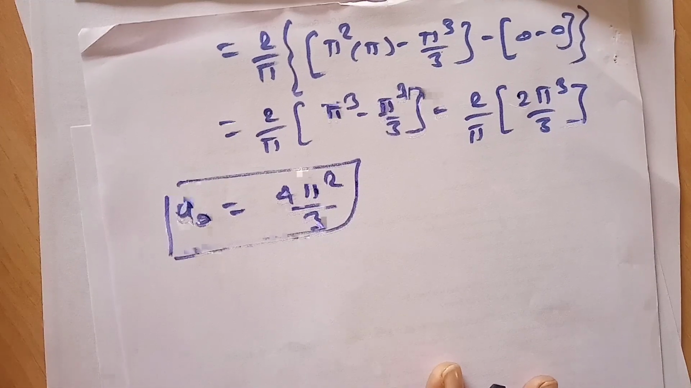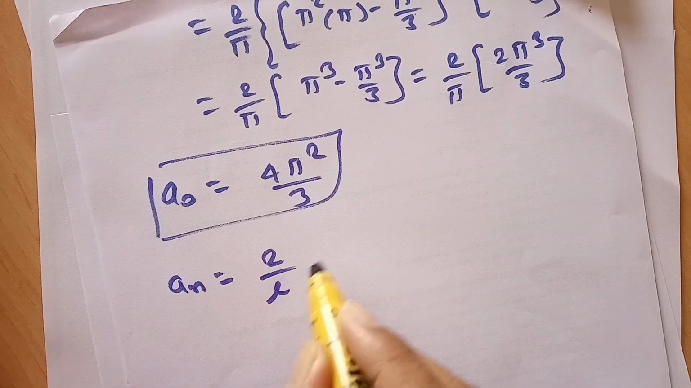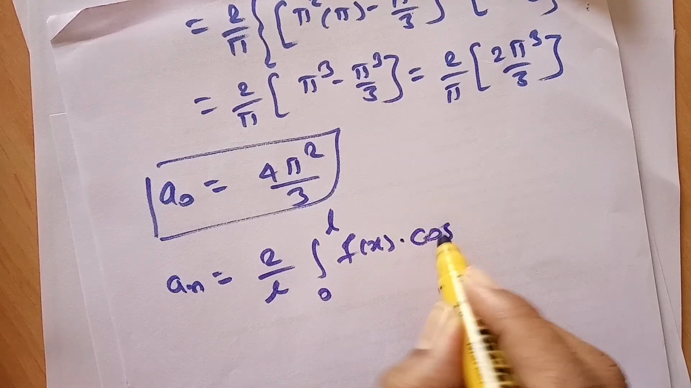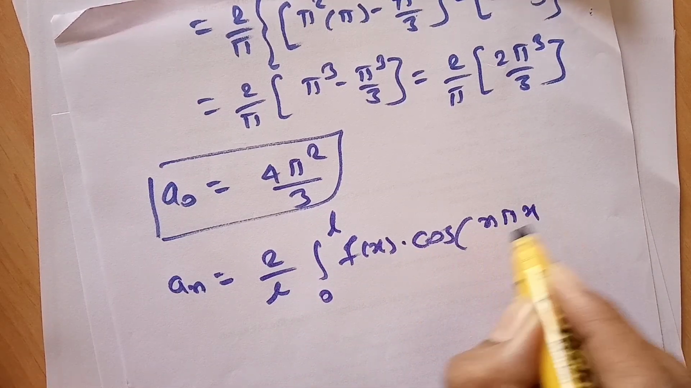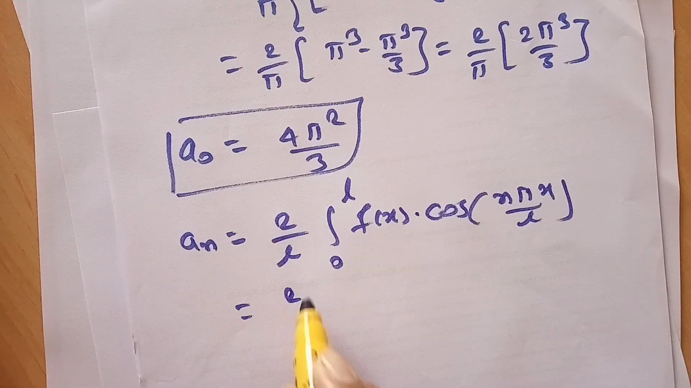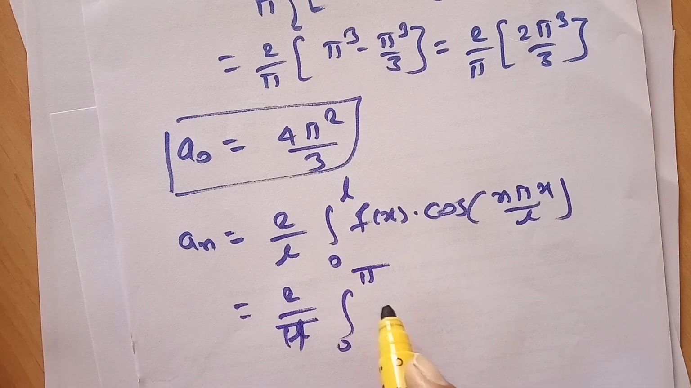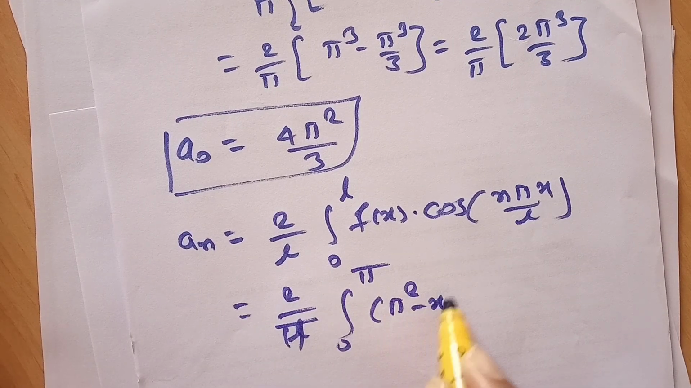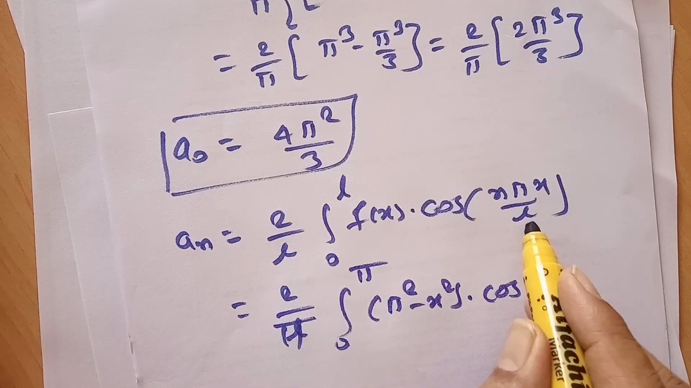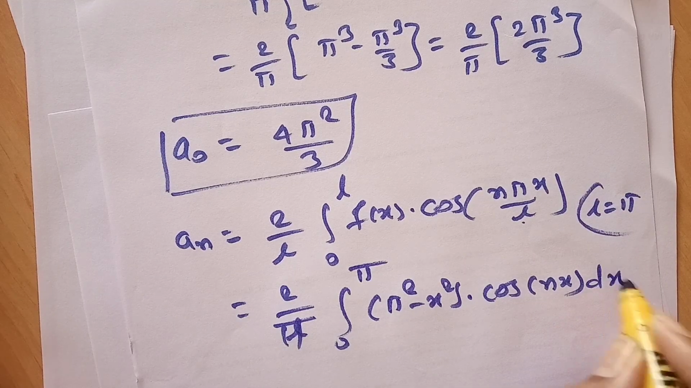Now we will find an. An is equal to 2 divided by L integration 0 to L f of x into cos of n pi x divided by L, and we know our L is pi. We write 2 divided by pi integration 0 to pi of pi square minus x square into cos of nx, putting L equal to pi, dx.